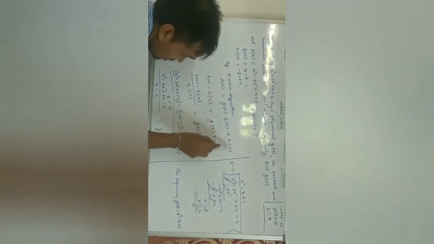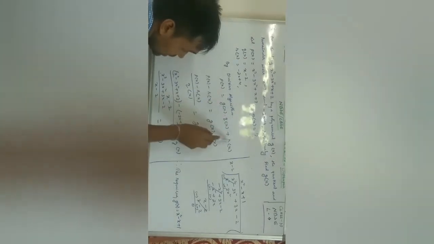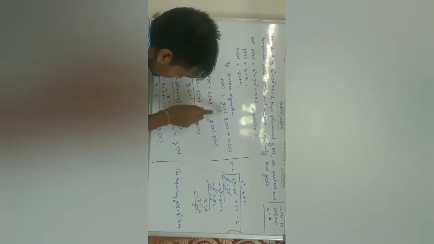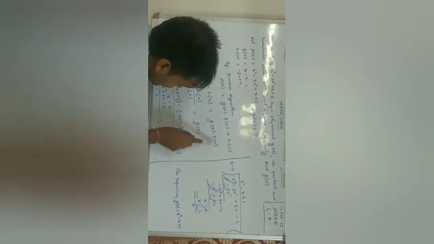So we have written it. Now the positive one, r of x, we are bringing this side, so it becomes minus p of x minus r of x. I hope this step is clear. Is equal to what is left? g of x into q of x.